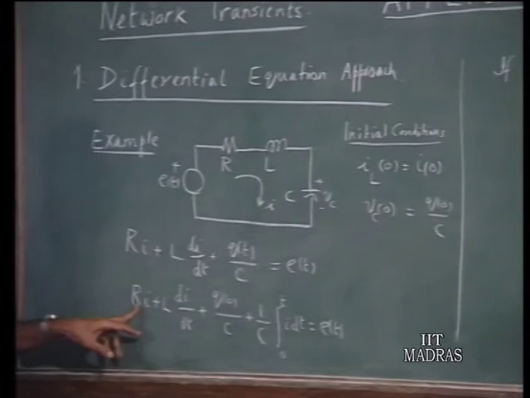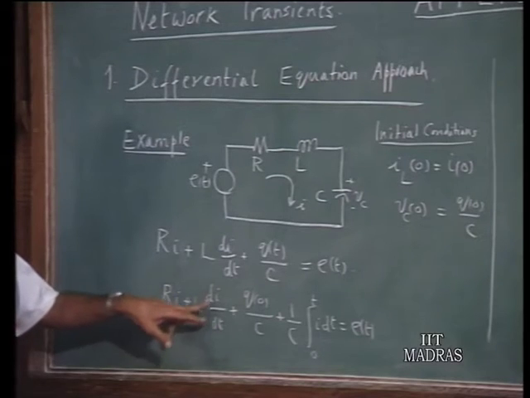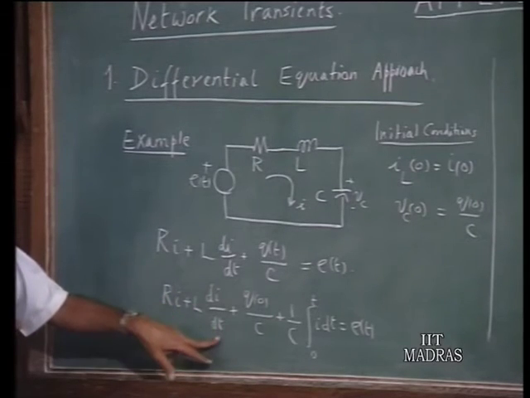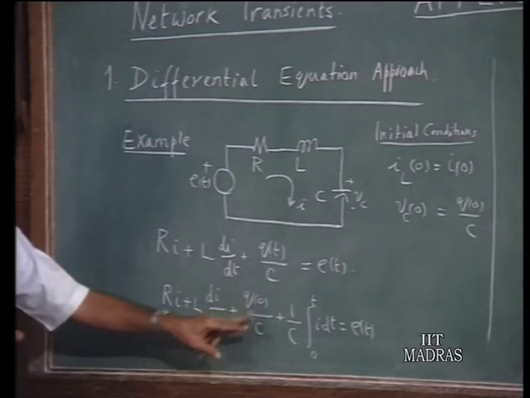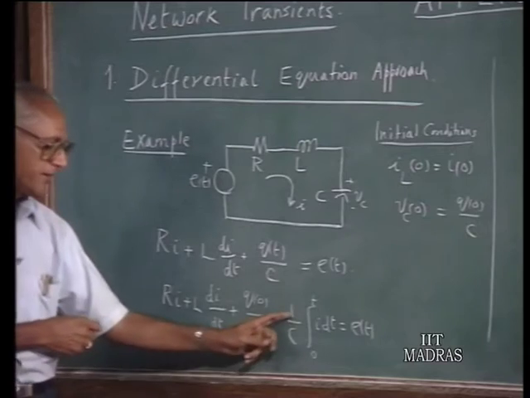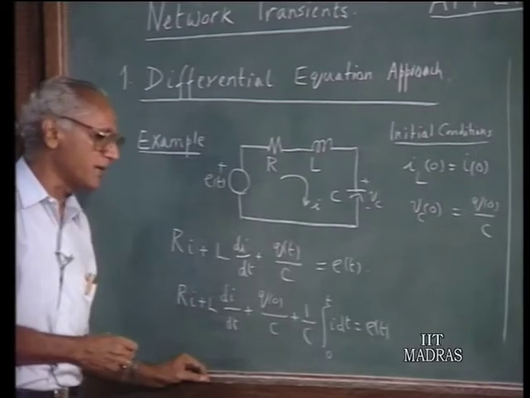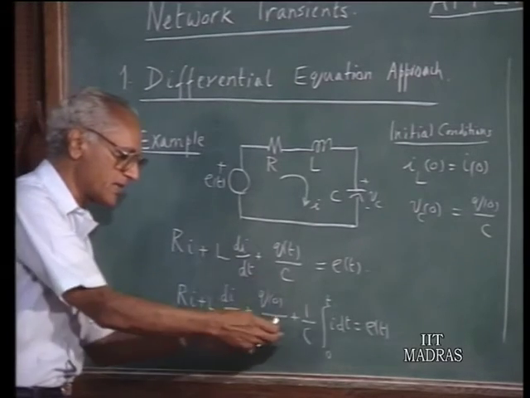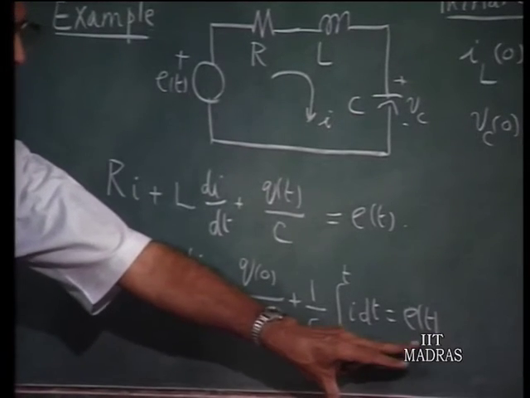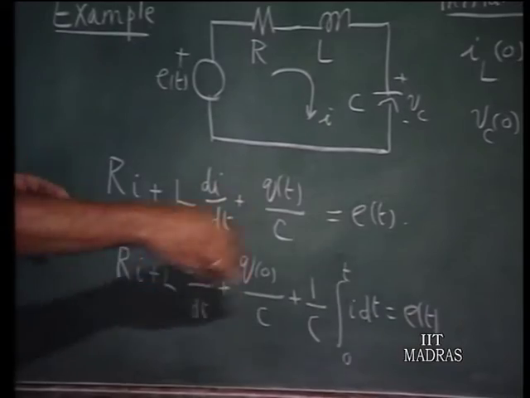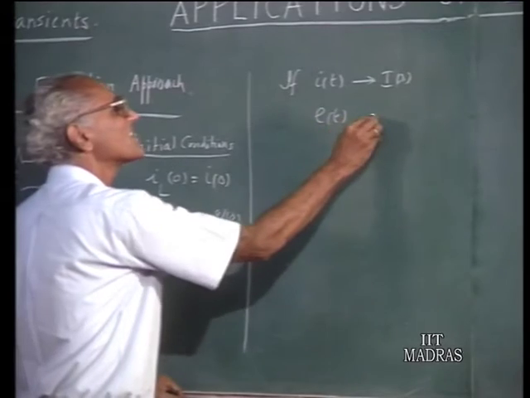R times I of s. The Laplace transform of this is L times di/dt. The Laplace transform of di/dt is sI(s) minus I0. Laplace transform of Q0 by C is a constant, therefore this is Q0 over Cs. And the Laplace transform of this, 1 over C integral 0 to t i dt, has a Laplace transform I(s) over s. So this is 1 over Cs times I(s). The Laplace transform of E of t, suppose is capital E of s, then this will be capital E of s. So term by term we do the Laplace transformation, and let us say E of t has the Laplace transform E of s.